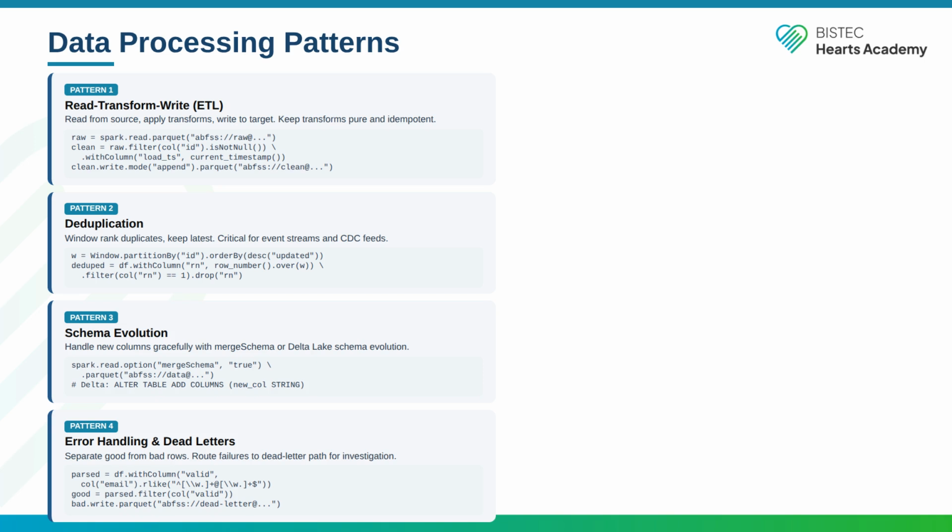Pattern 4. Error handling with a dead letter queue. Not every row will be valid. Rather than failing the entire pipeline on a bad record, separate good rows from bad. Route the bad rows to a dead letter path for investigation. This is critical in production. You process what you can and track what you couldn't.